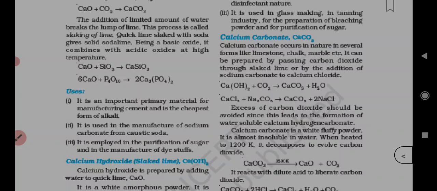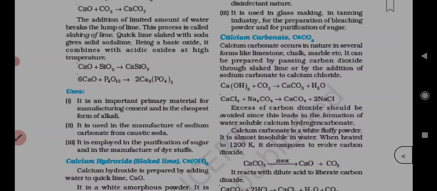If you want to manufacture cement, the primary material and the cheapest form of alkali is calcium oxide. It is used in the manufacture of sodium carbonate from caustic soda. So if you want to prepare sodium carbonate, baking soda, which is also white in color, you can use calcium oxide. For purification of sugar, if you want white sugar, you can use calcium oxide.